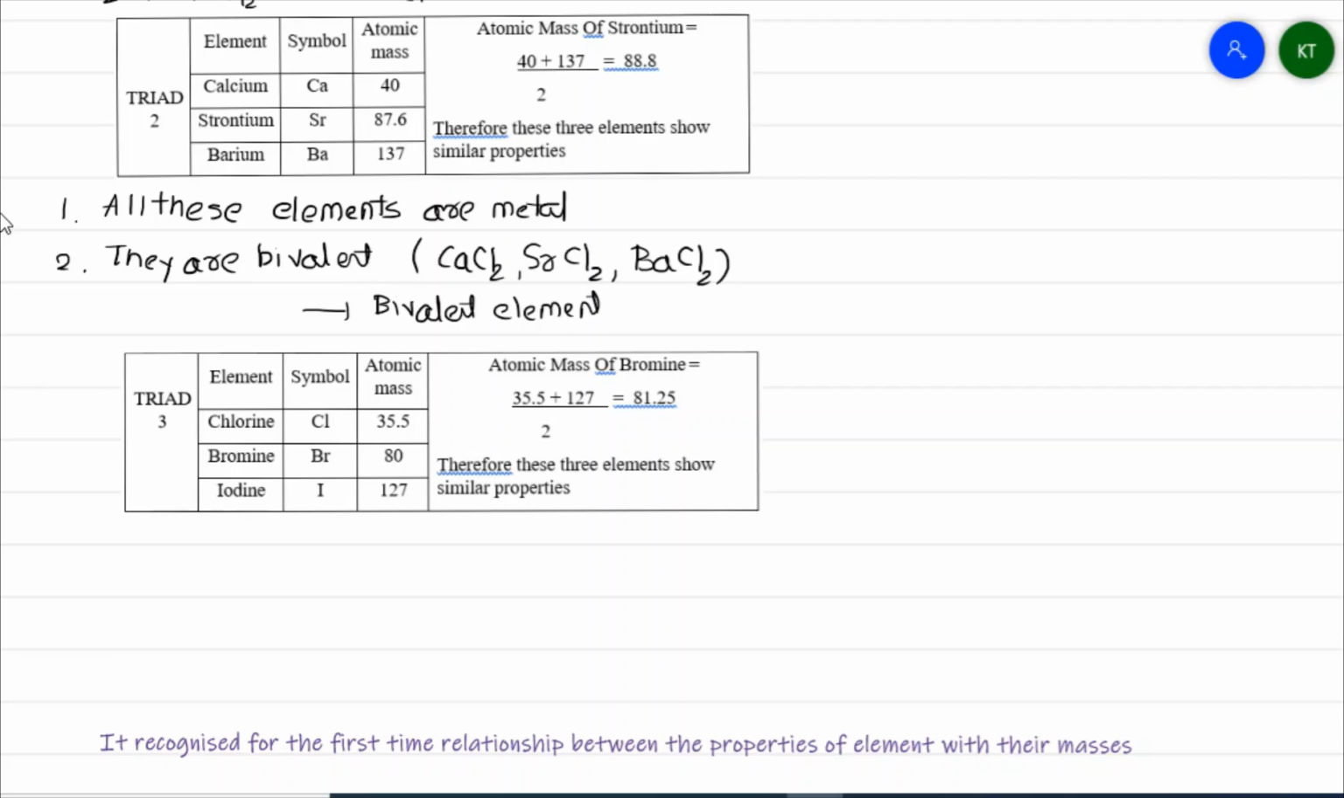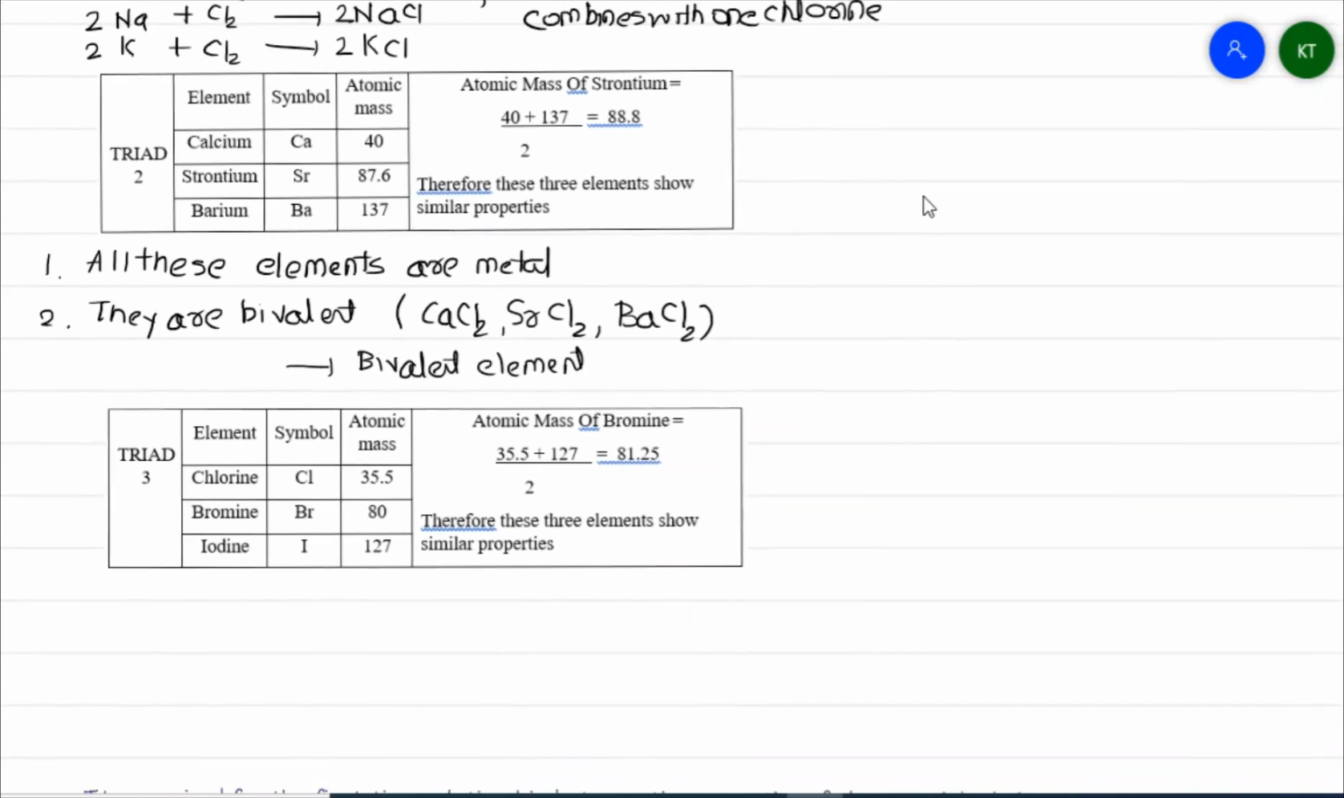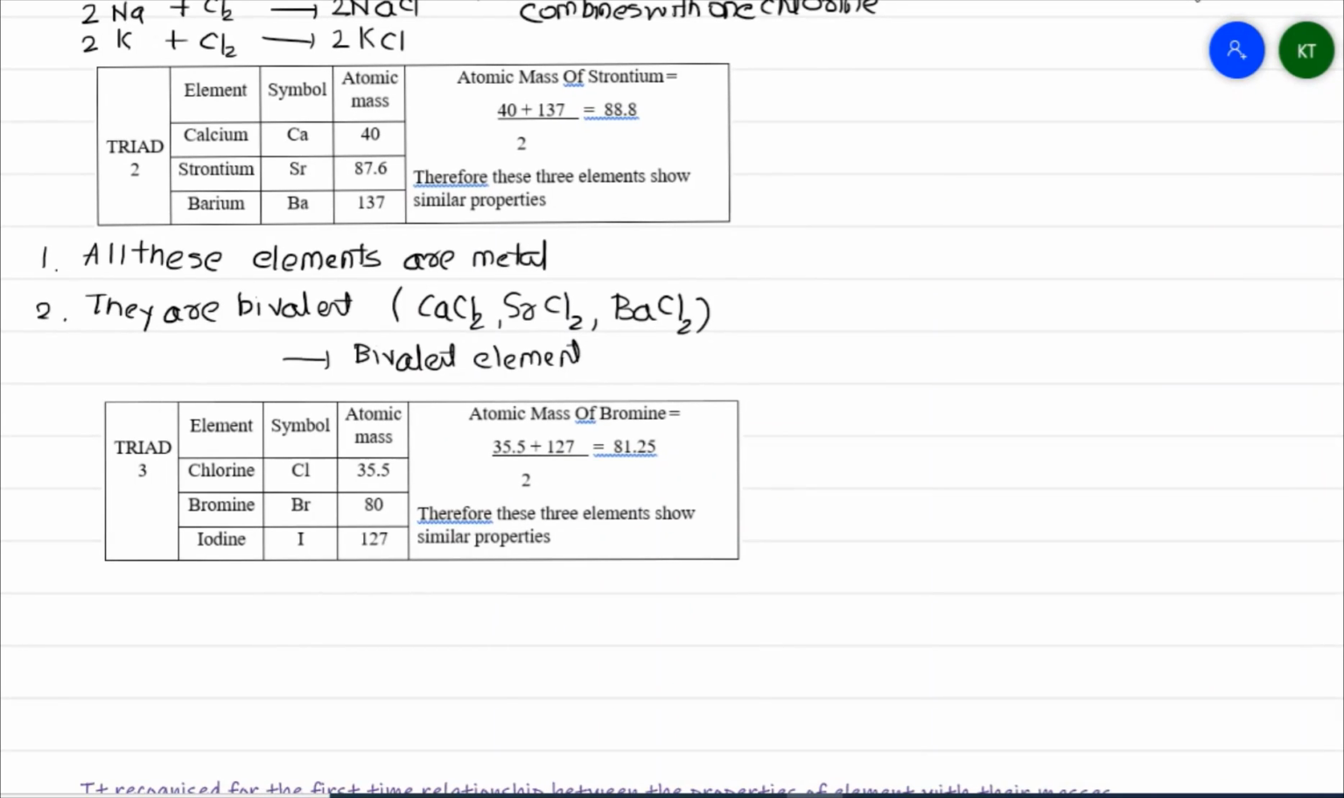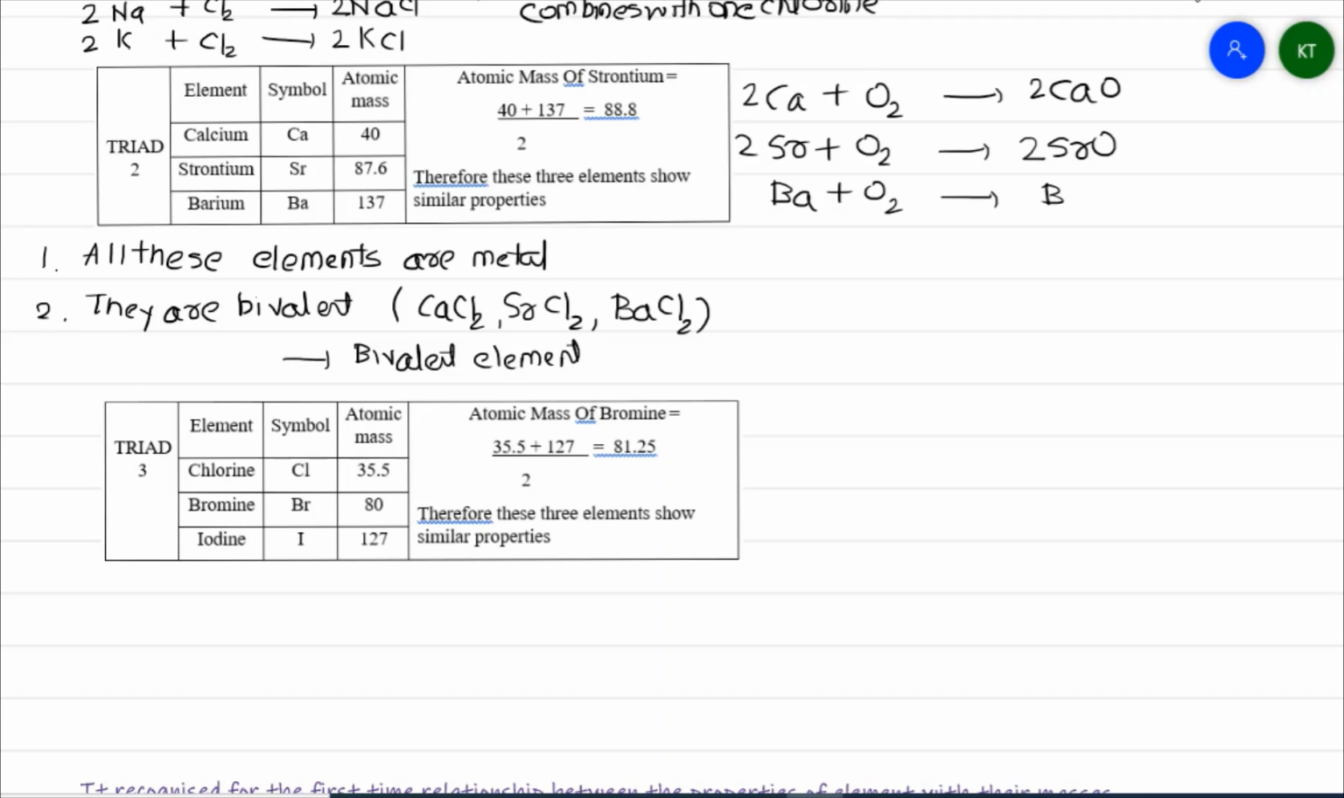These are bivalent. Third property, they form an oxide which is basic in nature. So we can take a reaction with oxygen here. Let me have calcium combine with oxygen to give calcium oxide. To balance this I'll multiply by 2. Strontium combines with oxygen to give strontium oxide. Here also I'll multiply by 2. And barium combines with oxygen to give barium oxide. Now these oxides are basic in nature.